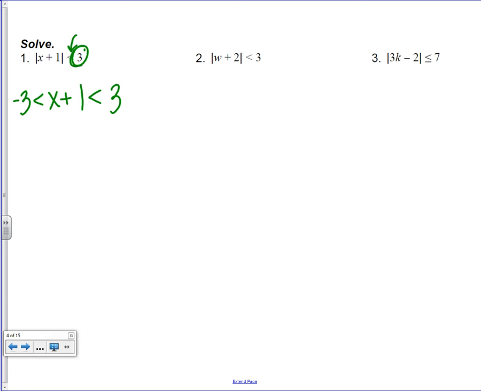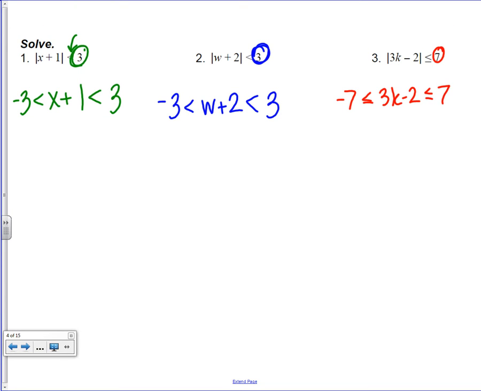All right, let's look at number 2. The absolute value is all by itself. So on the left side, I'm going to put the negative version of this critical number. Is less than what's in the absolute value is less than the positive version, which is 3. And we'll be ready to solve. Number 3, the absolute value is all by itself. My critical number is 7. So on the left, I'll choose the negative version of that. In the middle goes what's in the absolute value. And on the right is the positive version. And then from here, we will solve them. All right, let's go ahead and do that. Let's solve all 3 of these.